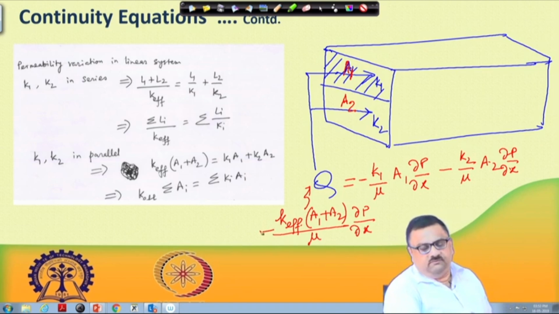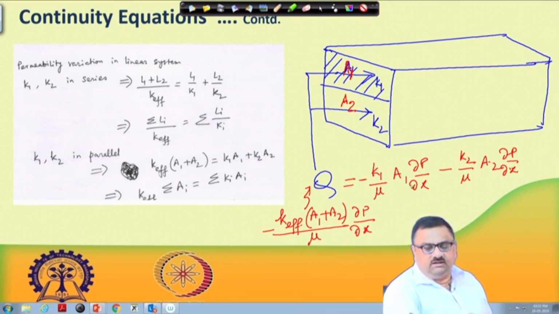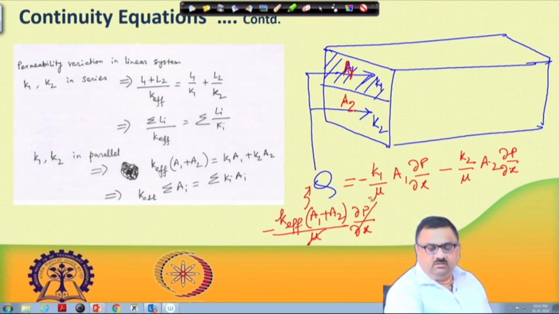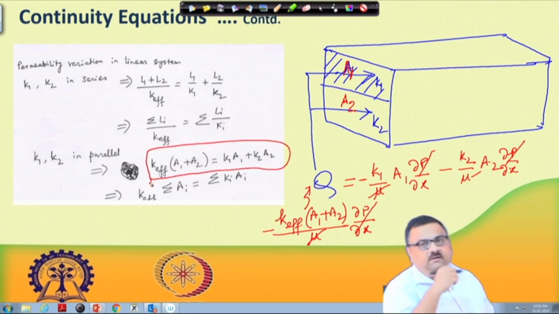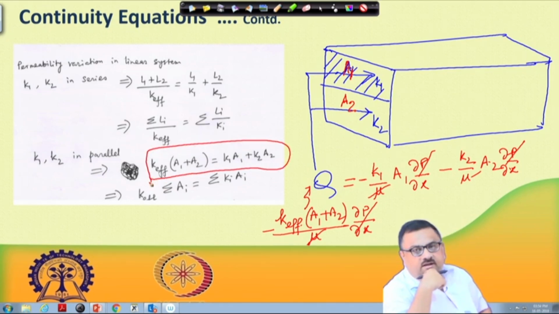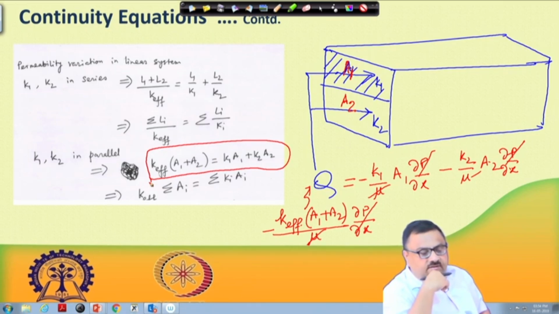Now, if you equate, you can see here that K effective, because all other terms will cancel out, mu and del P del x will simply cancel out. So, you are left with A1 plus A2 into K effective is equal to A1 into K1 plus A2 into K2, and that is exactly what we see here: K effective into A1 plus A2 is equal to K1 into A1 plus K2 into A2. This is the situation when K1 and K2 are in parallel.